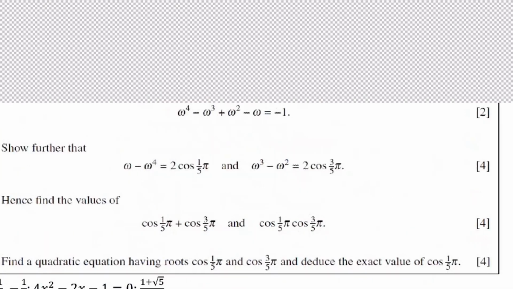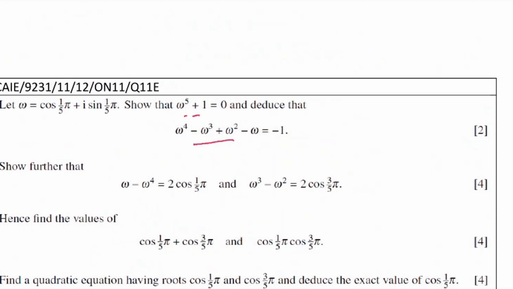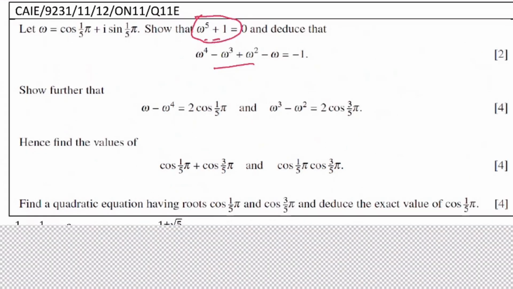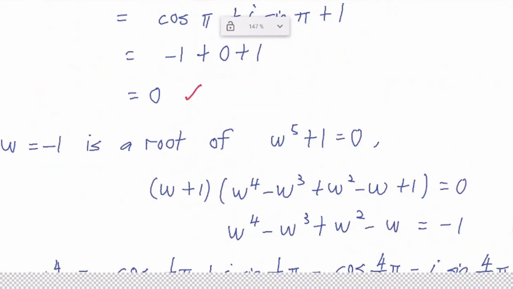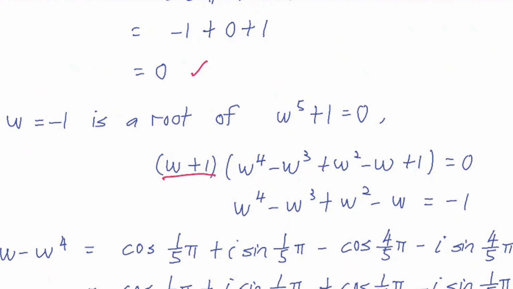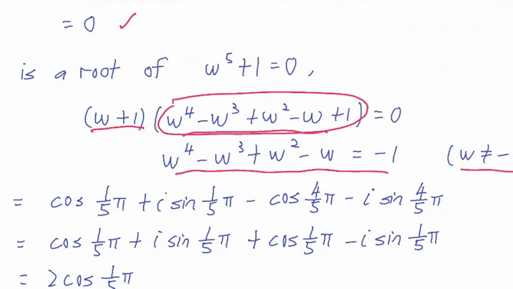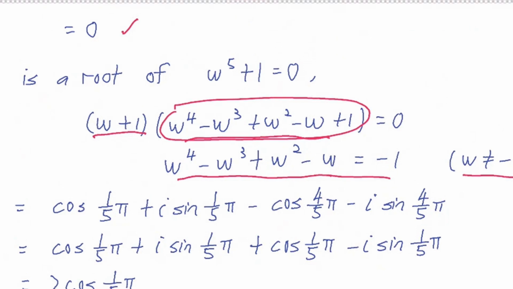From omega to the power 5, it becomes something with omega to the power 4, which means something that has been factorized. For omega^5 + 1, one obvious root is omega = -1. In that case, we can factorize out omega + 1, and we get this equation here. When we say omega is not equal to -1, the bracket there is equal to 0. So we just move the 1 over there, and we get this equation here.